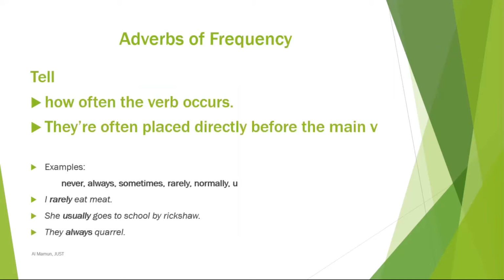Adverbs of frequency. Adverbs of frequency tell us how often the verb or the action of the verb occurs. They are often placed directly before the main verb of a sentence. Examples: never, always, sometimes, rarely, normally, seldom, often, etc.